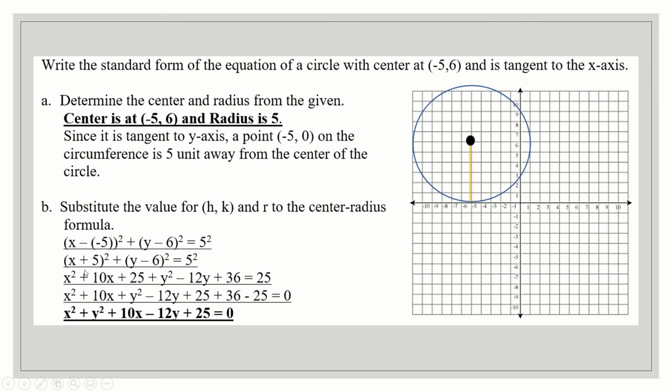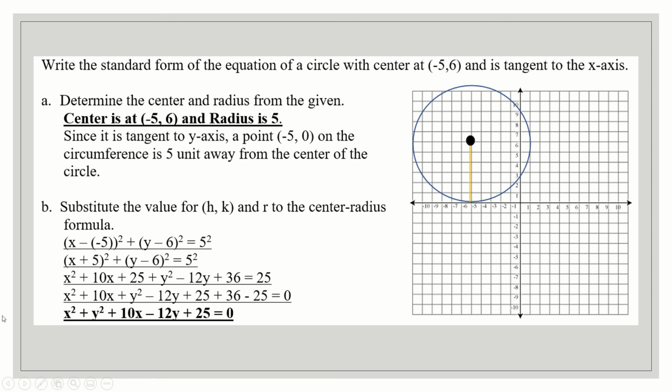Now, evaluating the quantities, we have x squared plus 10x plus 25 for x plus 5 squared. And for the quantity of y minus 6 squared, we have y squared minus 12y plus 36 is equal to 25. Combining like terms, we have x squared plus 10x plus y squared minus 12y plus 25 plus 36 minus 25 is equal to 0. Kasi transpose na natin 25 to the left side of the equation.